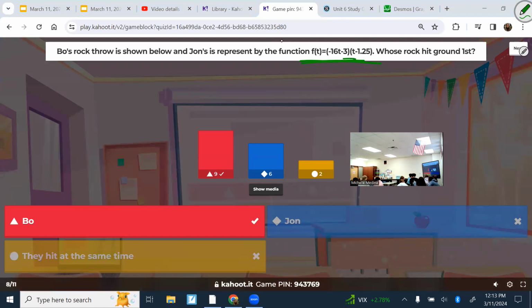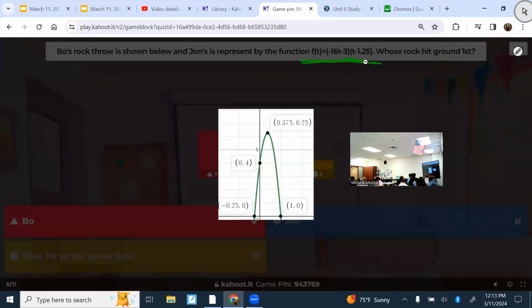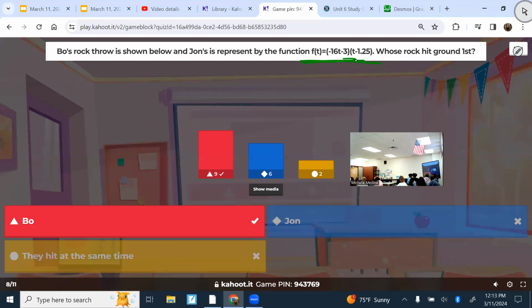And you could graph it and then compare where it touches the x-axis to where this one does. Because if my y-axis is height, then when the height is 0 would be the ground, right? So this is Bo's here. When did his hit the ground? At 1 second. When did John's hit the ground? At 1.25 seconds, because we know in factored form, it's really easy to see our zeros. So one of the zeros is 1.25.